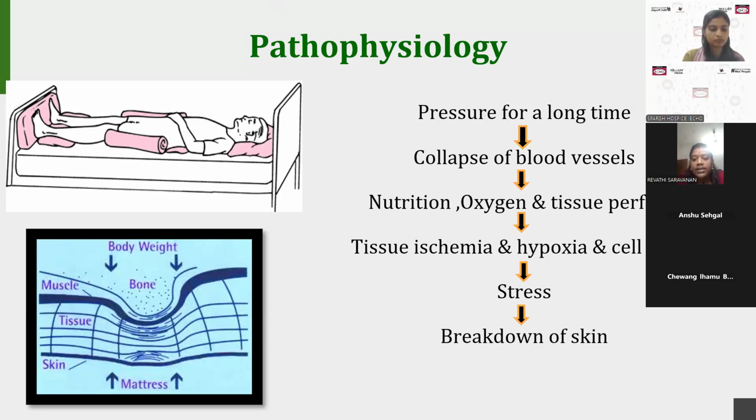How do our cells get life? Through nutrition, oxygen, and the many nutrients we take through food and the environment, like vitamin D we get from sunrise. Like that, our cells also get nutrition and oxygen through metabolism, so that will be affected. Tissue ischemia and hypoxia lead to cell death in the particular area. It causes cell stress, and so the breakdown of the skin in the particular pressure area.